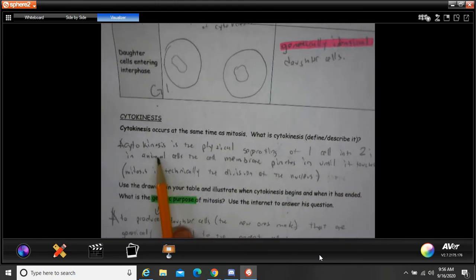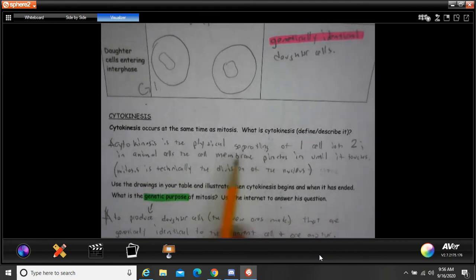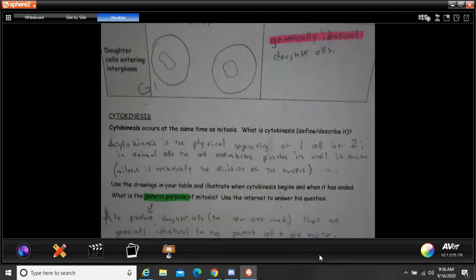So cytokinesis is the physical separation. We're not going to go into the mechanisms of how this occurs, but it's the physical separation of one cell into two new cells, which are called daughter cells. So these two cells up here are called daughter cells. They don't say son cells, I think, just because it sounds a little weird, so they went with daughter cells. Okay?